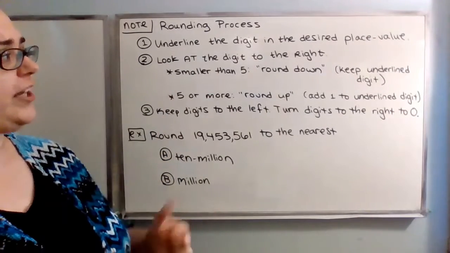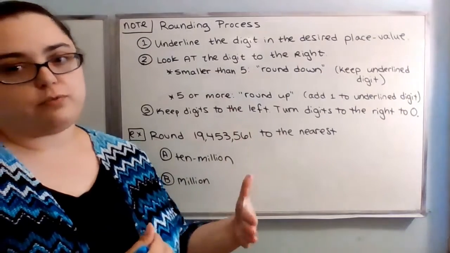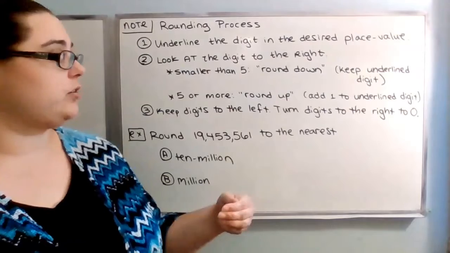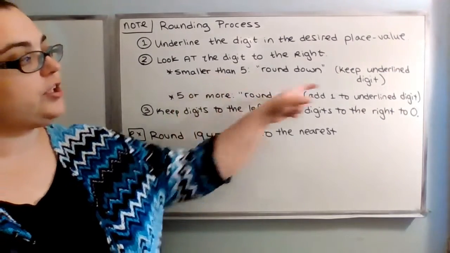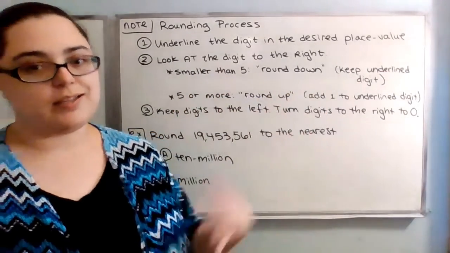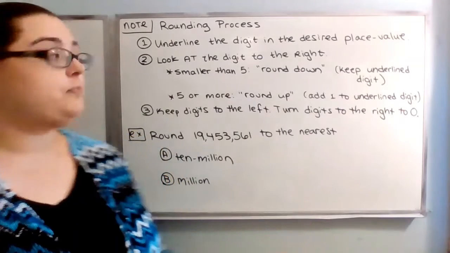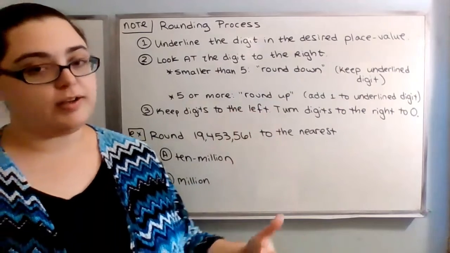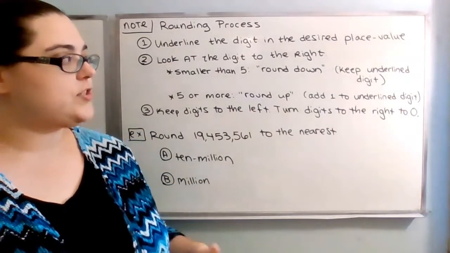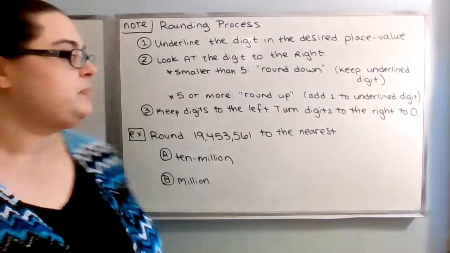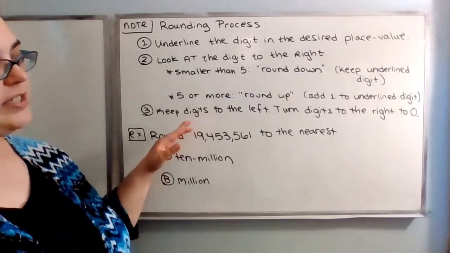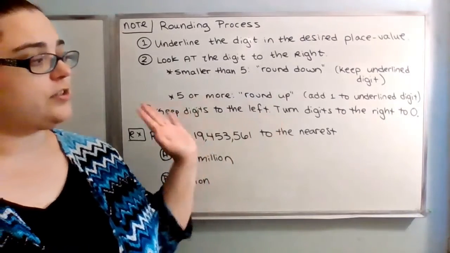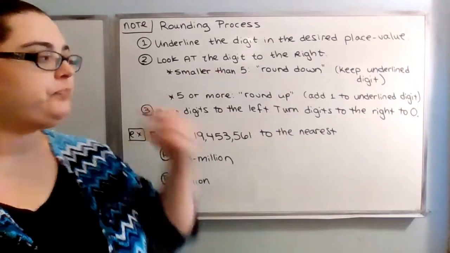Then you're going to look at the digit immediately to the right of the one you just underlined. And if the one to the right of the one we underlined is smaller than 5, you're going to keep that underlined digit the same. And this is sometimes referred to as rounding down. If the digit to the right is 5 or bigger, then we're going to add 1 to that digit we underlined. And this is sometimes called rounding up. Then everything to the left stays the same, unless you have a 9, but we'll get to that in the future. And then everything to the right is going to turn into a 0.